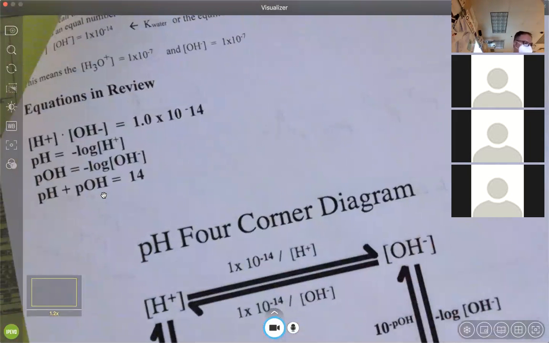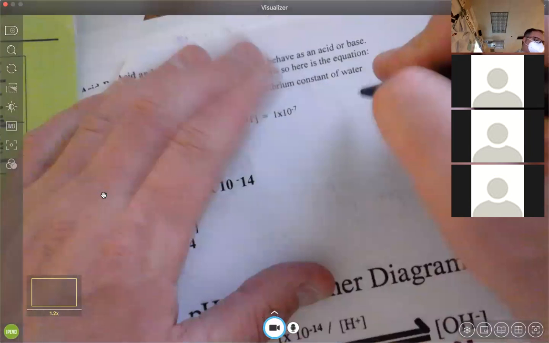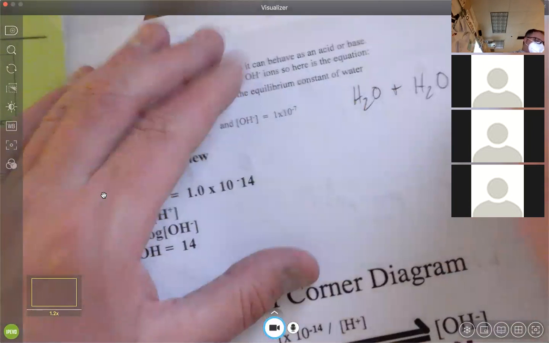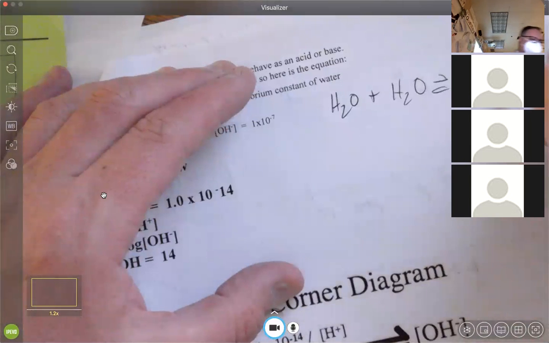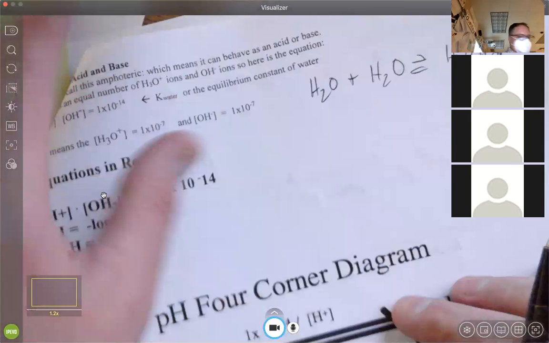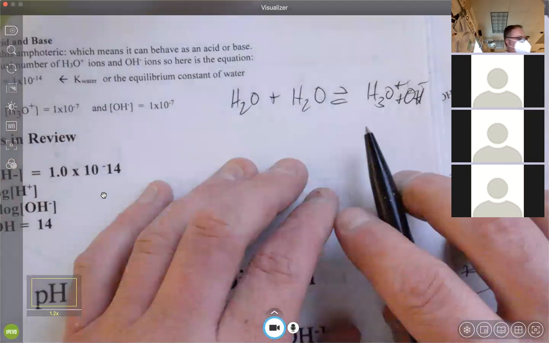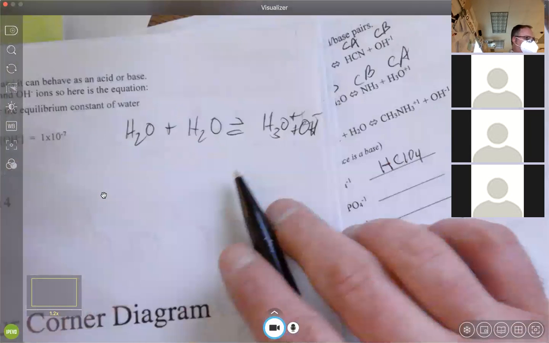Last thing. Water ionizes itself. If we add H2O to H2O, we can get H3O plus and OH negative. What's that, last semester or this semester? Water. So that is the self-ionization of H2O, right? That's the self-ionization of H2O.